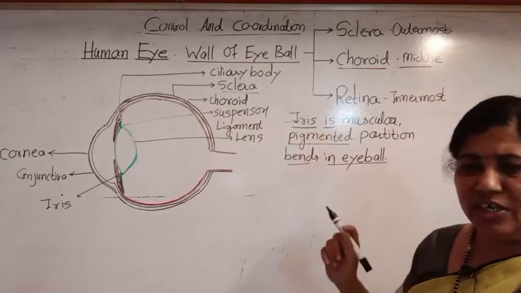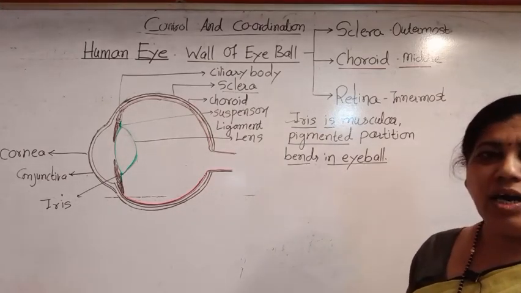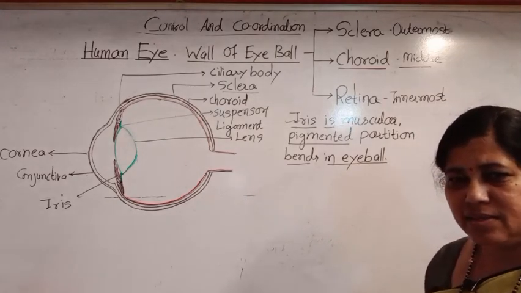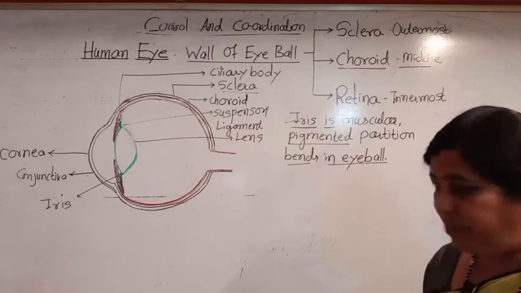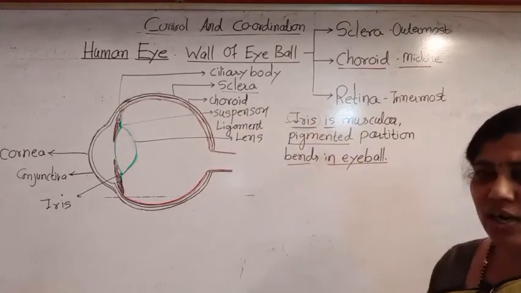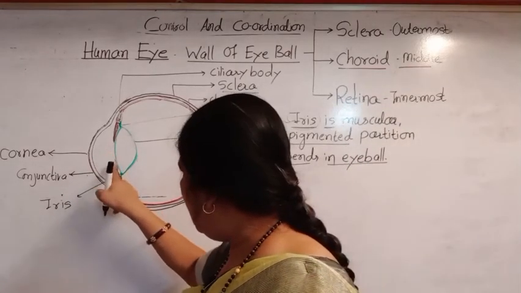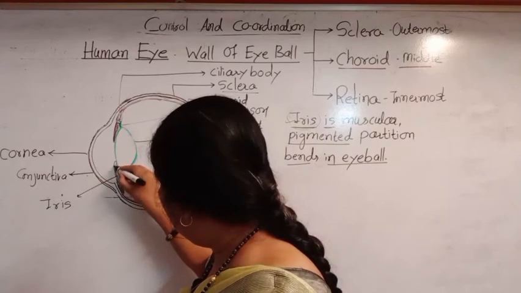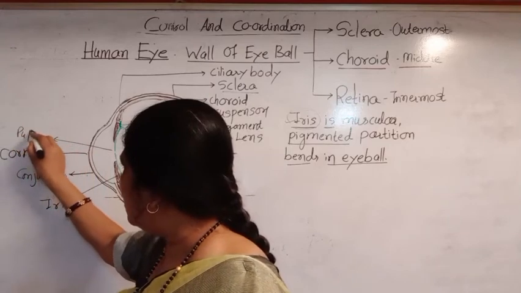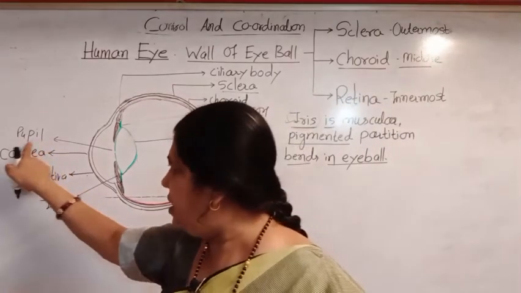Color of iris determines the color of eye. Color of eye depends upon color of iris. Blue eyes, black eyes, brown eyes. So iris gives color to eyes. See here, an opening is there in front of eyeball. This opening is pupil. This is pupil. Any difficulty?